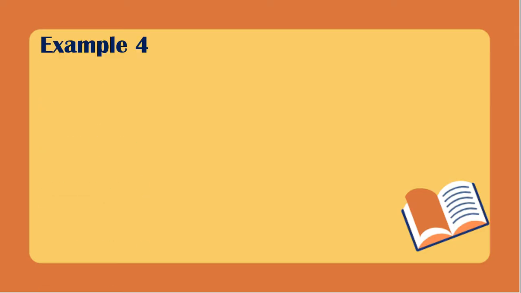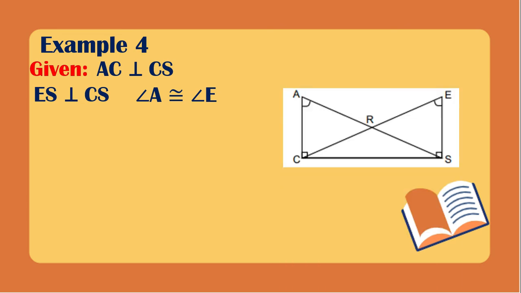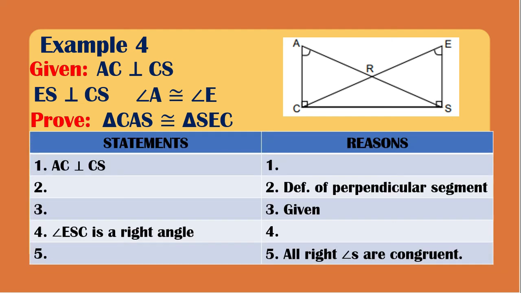Example, our given are AC is perpendicular to CS, ES is perpendicular to CS, and then we have angle A is congruent to angle E. This is the illustration, and then we have to prove that triangle CAS is congruent to triangle SEC. This is the two-column proof. We will supply the missing terms.